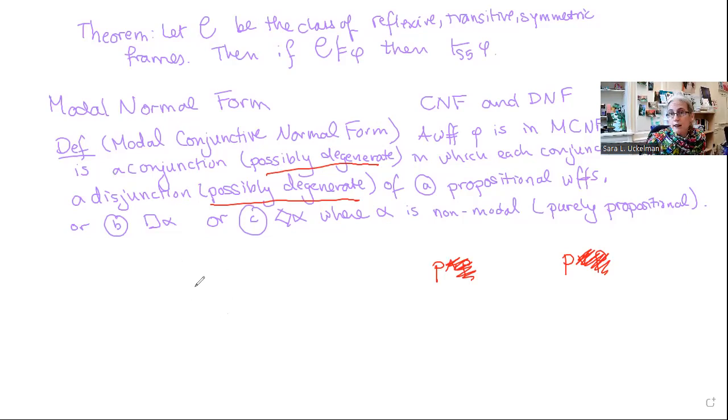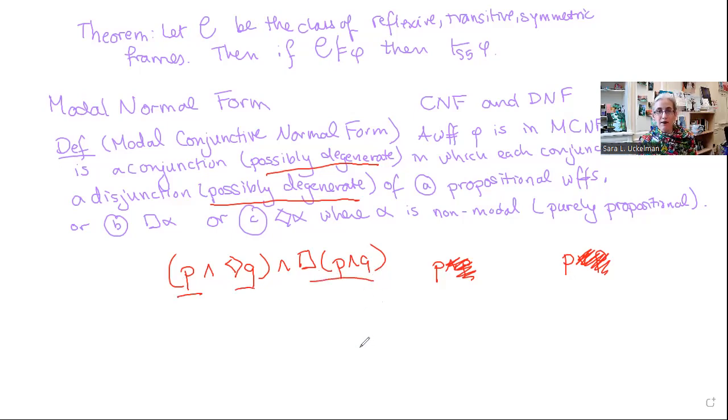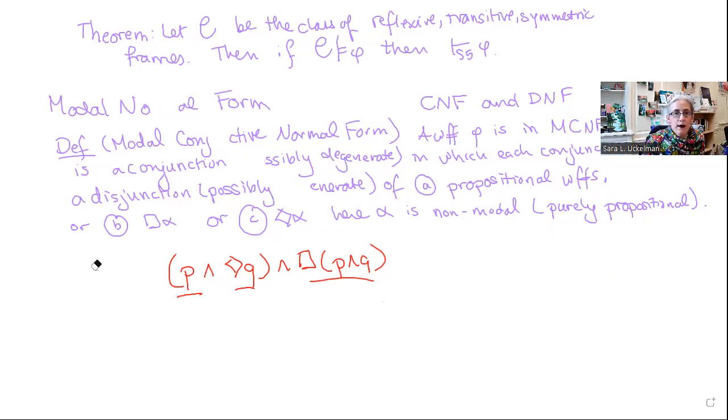So let's look at some examples of things that are in modal conjunctive normal form and things that are not. So P is, because it's a degenerate conjunction of a propositional formula. P and possibly Q is also in modal conjunctive normal form. P and possibly Q and necessarily P and Q is also in modal conjunctive normal form, because all of these are conjunctions of which each one is itself a degenerate disjunction. So let's look at something a bit more complex. Wow, I just erased through that definition. Hopefully you remember what I said and can figure it out if you don't.